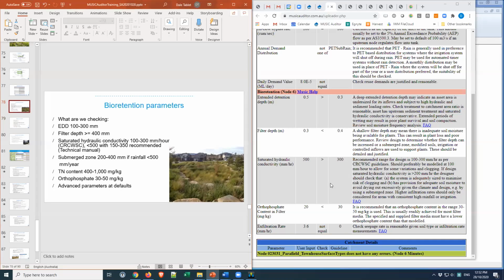Bioretention is a big topic. Are there any questions on that before I move on? Oh, okay, we're all comfortable with bioretention. Excellent. Okay.